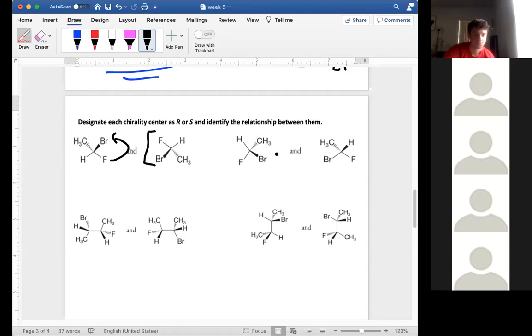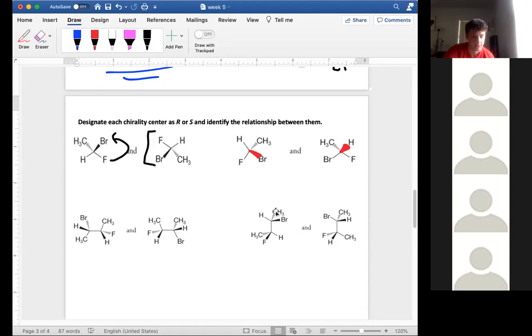All right, so this one is a little bit different. It's not the same because you see that here you changed the geometry and what is located in space. Right? And if you do that, you're creating different forms of the molecule. Thus, these two would be considered enantiomers.